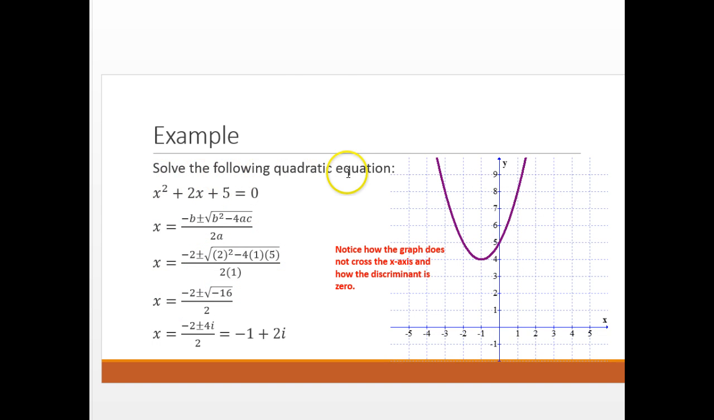Alright, solve the following quadratic equation. We have x squared plus 2x plus 5 equals 0. If we plug into our quadratic formula, we get x is negative b plus or minus the square root of b squared minus 4ac, all over 2a. This gives us x is negative 2 plus or minus the square root of 2 squared minus 4 times 1 times 5, all over 2. This now gives us negative 2 plus or minus the square root of negative 16. We know the negative becomes an i, and the square root of 16 is 4. So negative 2 plus or minus 4i over 2 is negative 1 plus or minus 2i.